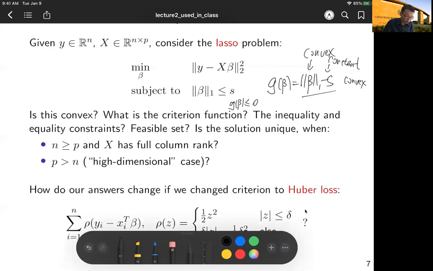So now I guess everybody knows what the criterion function is, and the inequality and equality constraints. We don't have an equality constraint, but we have an inequality constraint. So now the question is whether the solution is unique. Can anyone take these two questions? First of all, let's make the assumption that we are in a situation where n is larger than p, so X has full column rank. Then is the solution to this problem unique?